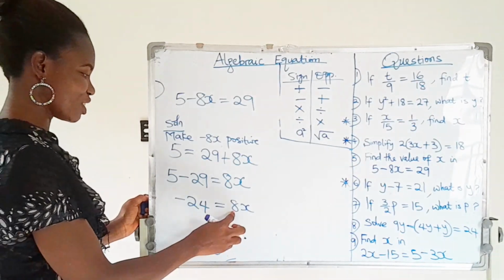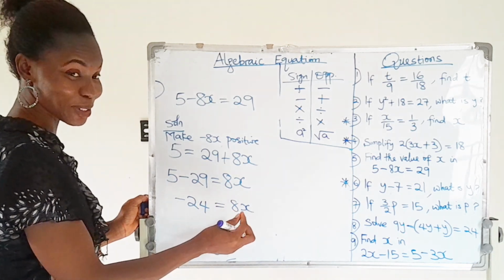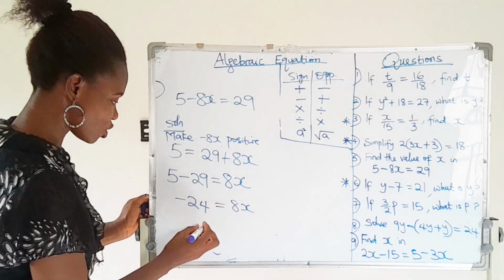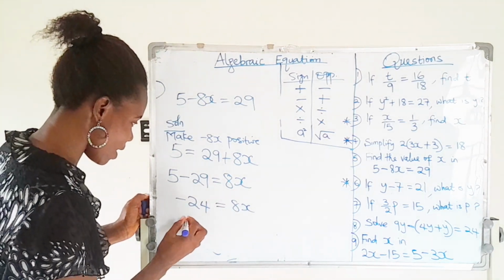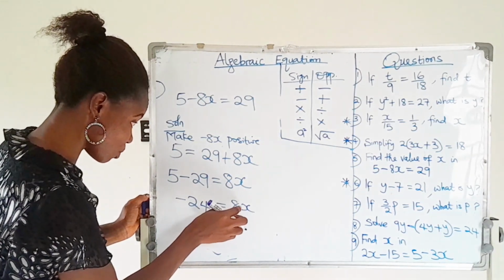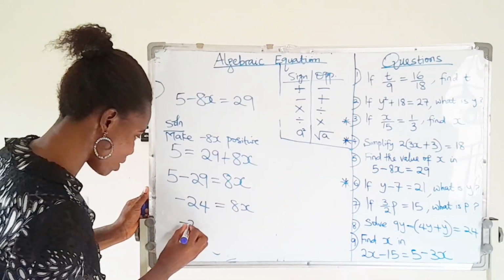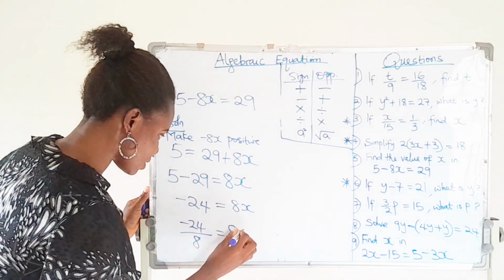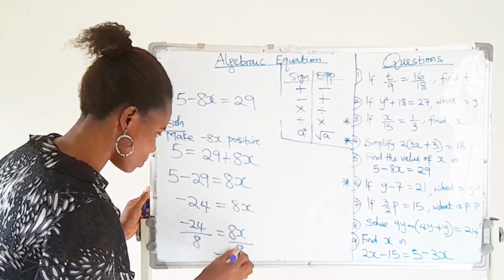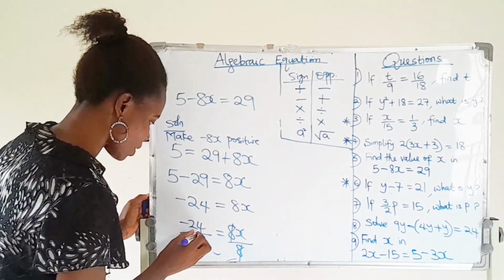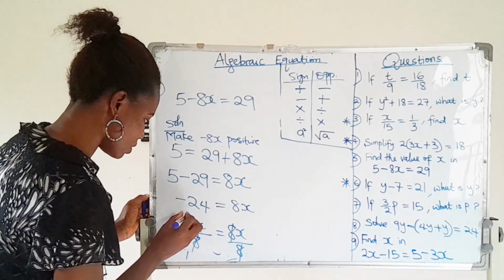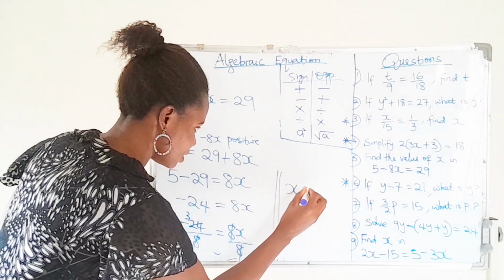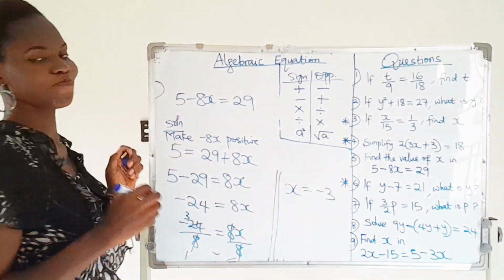And as usual, the relationship between 8 and x is multiplication. So if x is going to be there alone, if I divide both sides by 8, because the relationship is multiplication, so I will divide both sides. So I have minus 24 divided by 8 is equal to 8x divided by 8. So the relationship cancels. This is 1, this here is 3. So that means that my x is equal to minus 3.